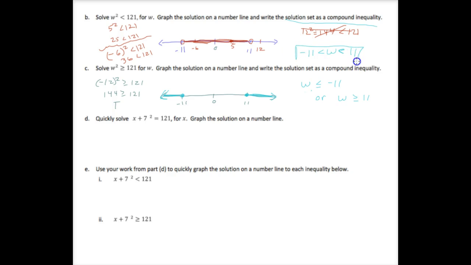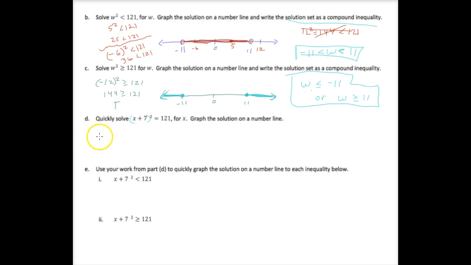All right, now we have some answers worth talking about. Whoops, way to wipe your answer out. Okay, there we go. Quickly solve x plus 7. Here we go. Another one of these ones with some stuff missing. X plus 7 quantity squared equals 121 for x.